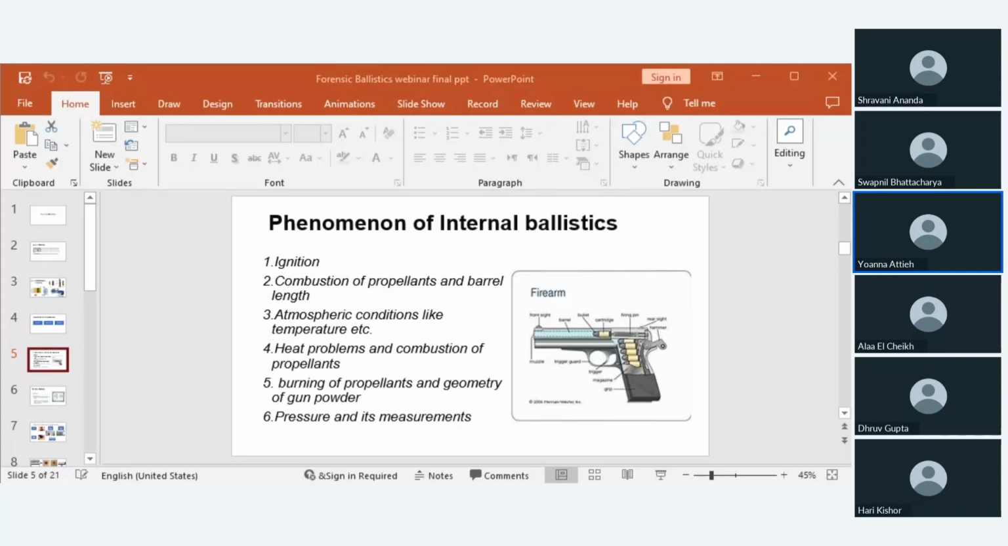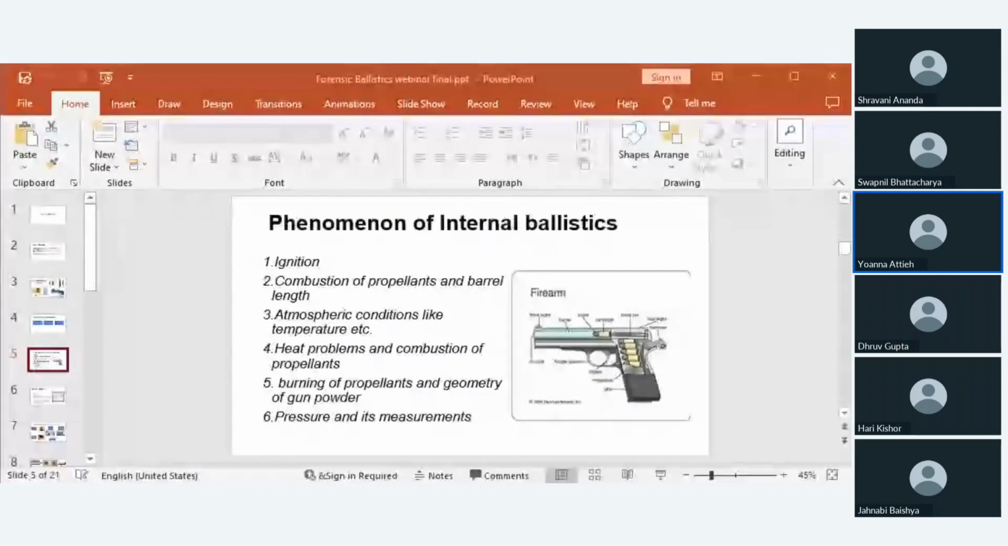Now, what about the expansion of gases and increasing pressure? The key factor that drives the projectile out of the barrel is the pressure generated by the rapidly expanding gases. As the propellant burns and turns into gas, it creates a highly pressurized environment within the cartridge casing. This is really important because this pressure forces the projectile, known as the bullet, to move forward inside the barrel.